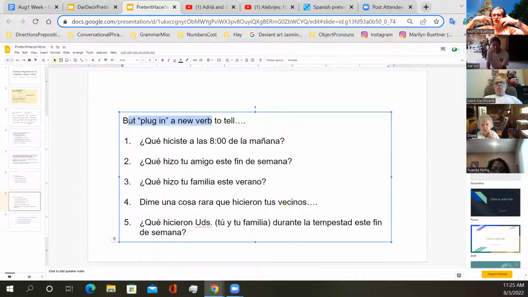We want you to be able to use a question using hacer, saying, what did so-and-so do? We want you to be able to use expressions that naturally do use hacer. And we want you to be able to answer questions that plug in a totally different question. Even though hacer is in the question, you'll plug in a totally different and non-related verb to answer the question. Does that make sense? Sí.